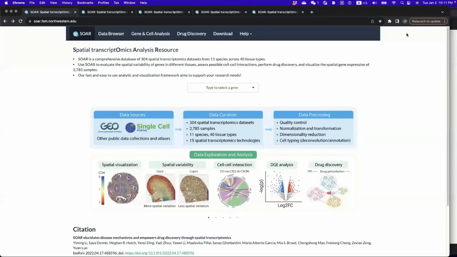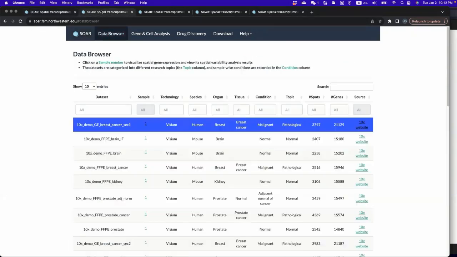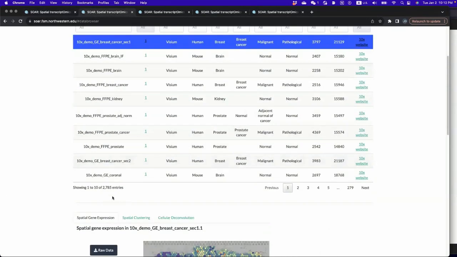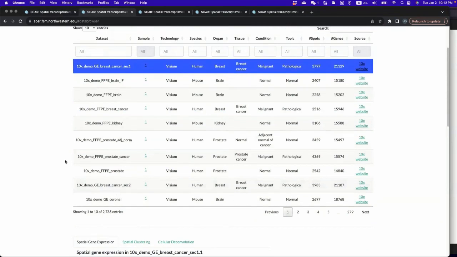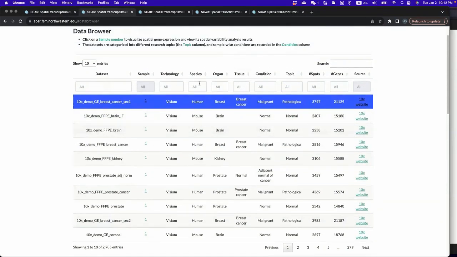Hi everyone, this video is a tutorial for SOAR, which is our spatial transcriptomics database with disease mechanism exploration and drug discovery capabilities. This tutorial will demonstrate the comprehensive analysis functions offered by SOAR. When users click on the Data Browser tab, they can see the 2,800 samples contained within SOAR and filter for samples here based on their research interests.